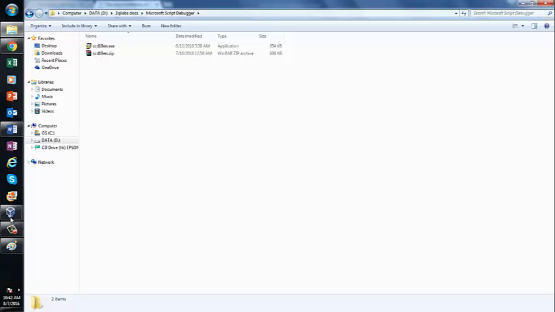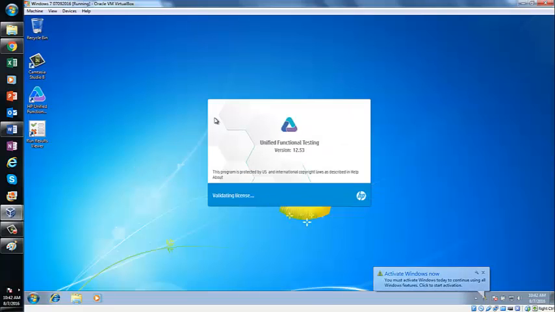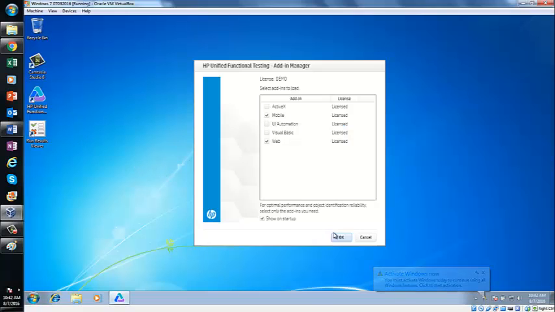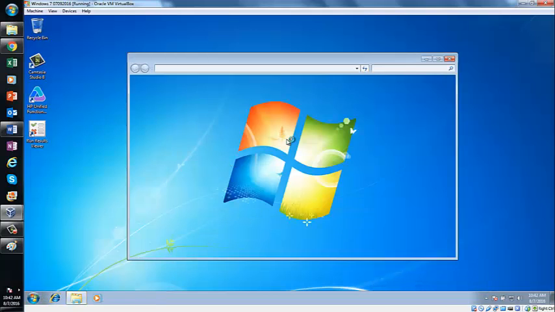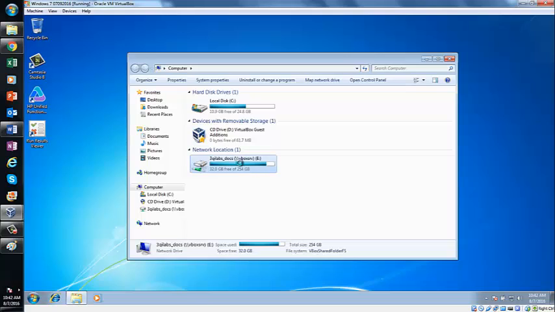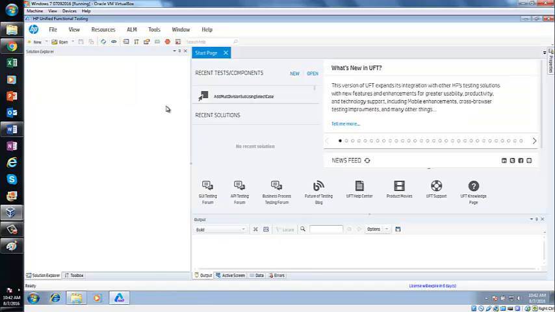Now if you go to your virtual machine, you will see in your virtual machine computer, and inside this we have a folder called script debugger.